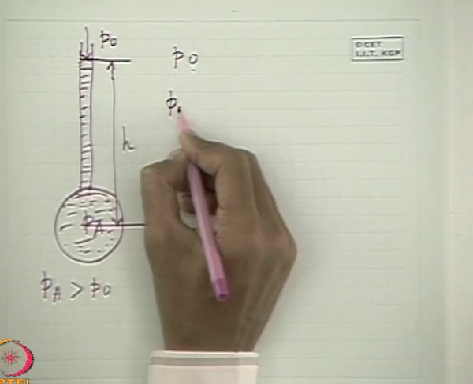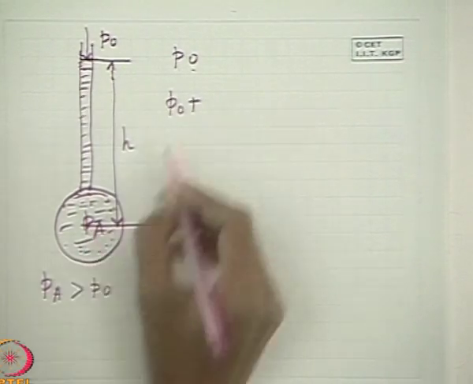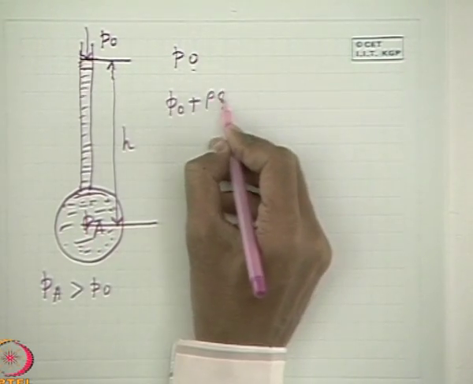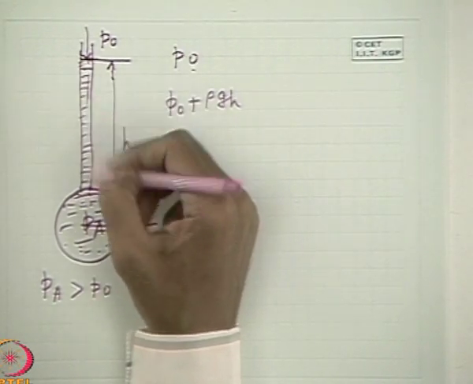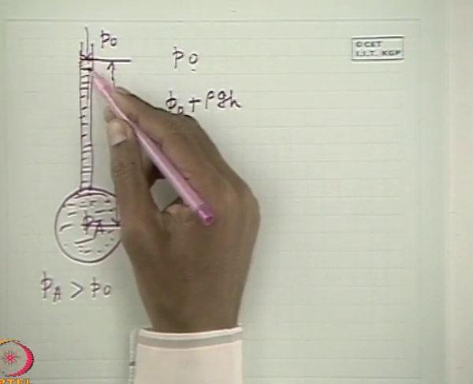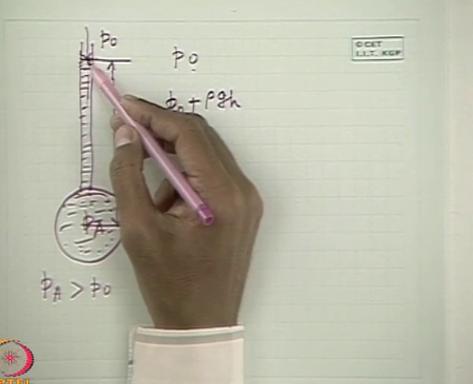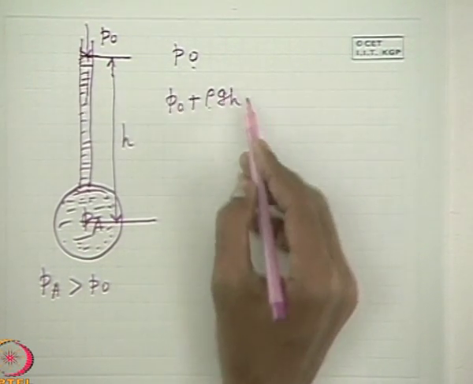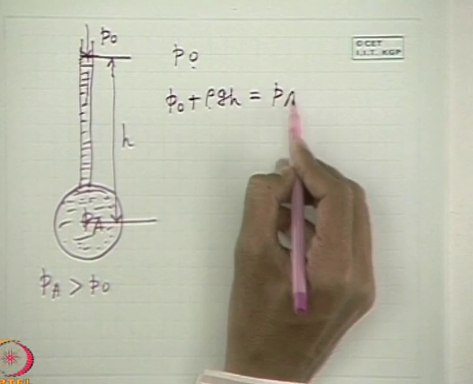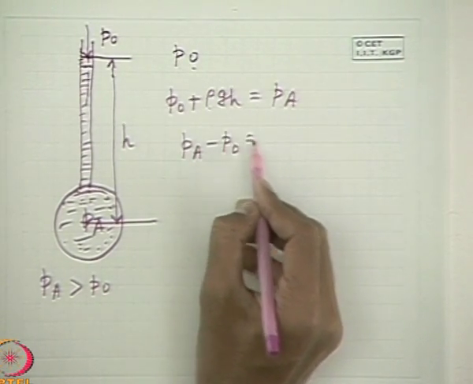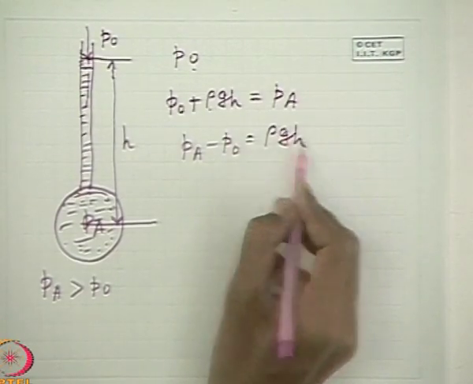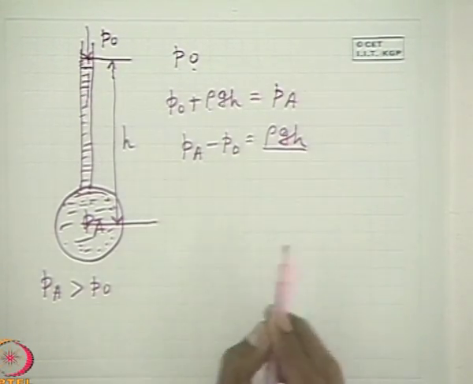then we can write P0 plus rho gH, that is the pressure here. If we consider this liquid to be of constant density, as in the case of a liquid, the pressure variation follows the rule that rho gH is simply equal to P. That means we can measure the gauge pressure by simply noting this height H, rho gH.